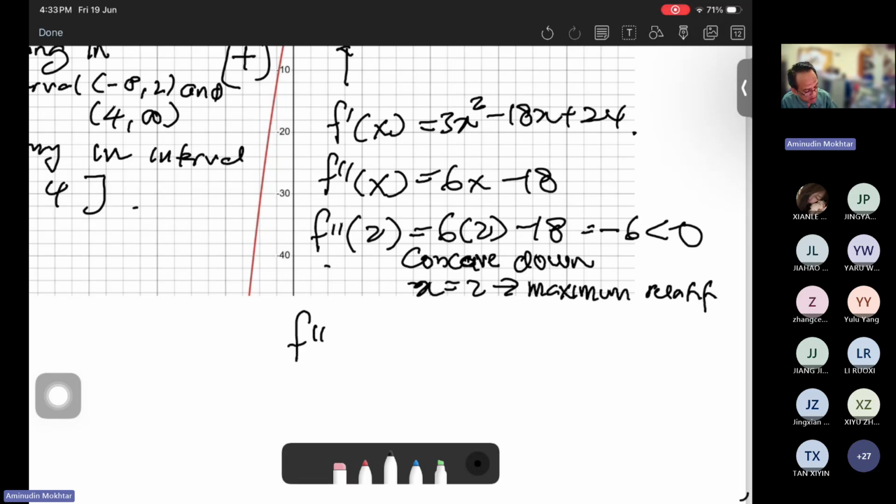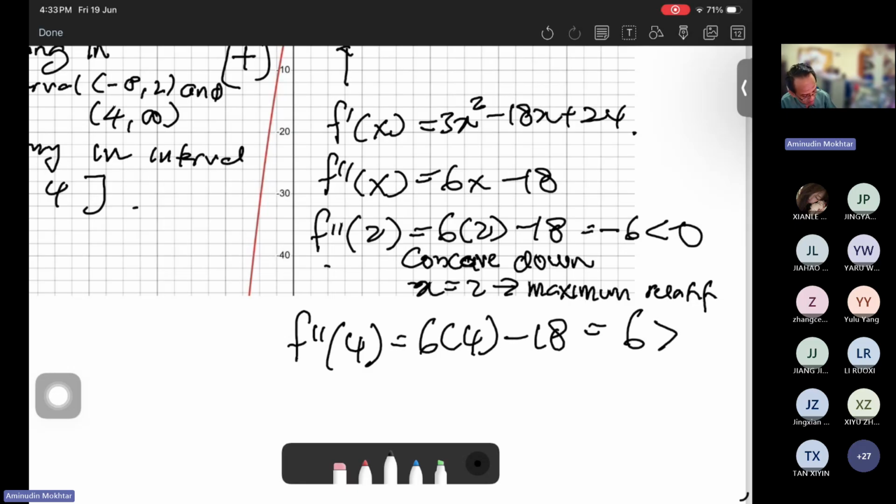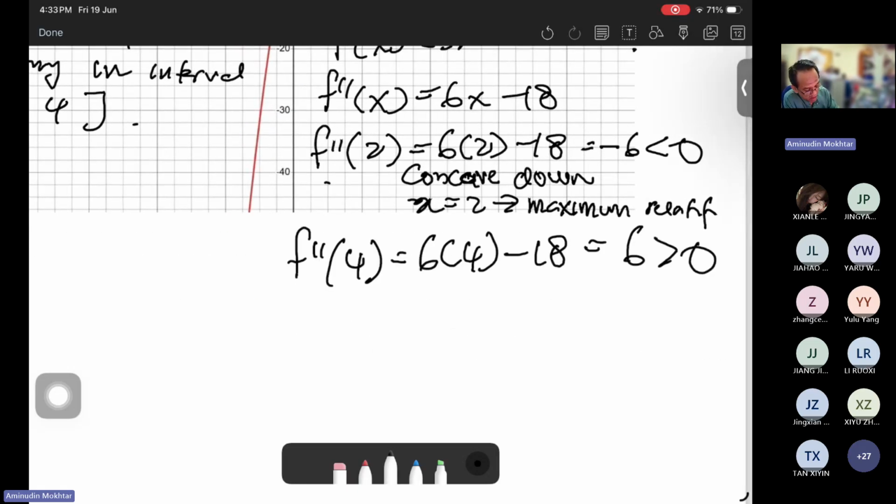Now we move to the second critical point, x equals 4. 6 times 4 is 24, minus 18 is equal to positive 6. So the second derivative of the function at x equals 4 is positive. Based on this, we can conclude that when x equals 4, the function is concave up. So the critical point x equals 4 is a relative minimum point.